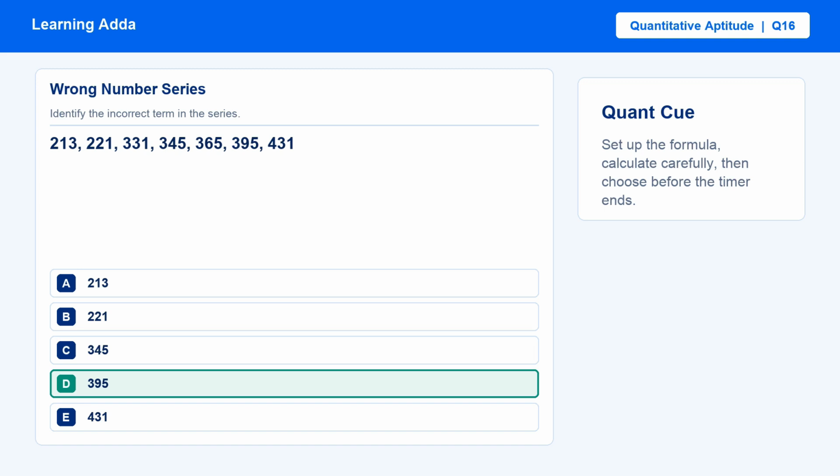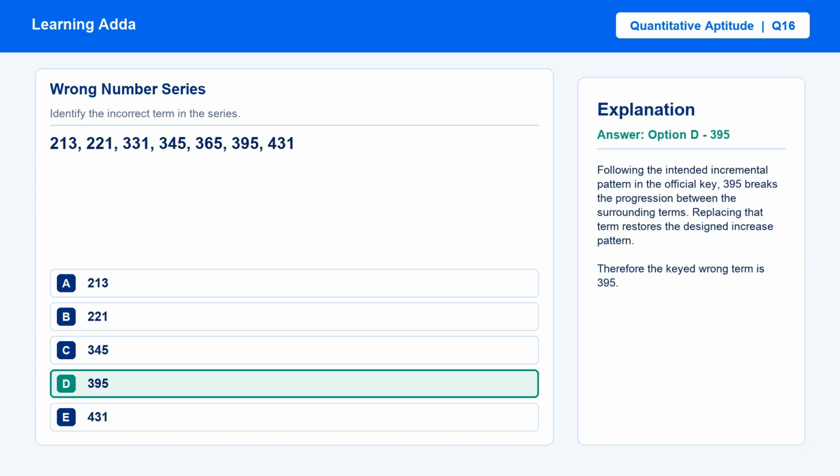The answer is option D, 395. Following the intended incremental pattern in the official key, 395 breaks the progression between the surrounding terms. Replacing that term restores the designed increase pattern. Therefore, the keyed wrong term is 395.